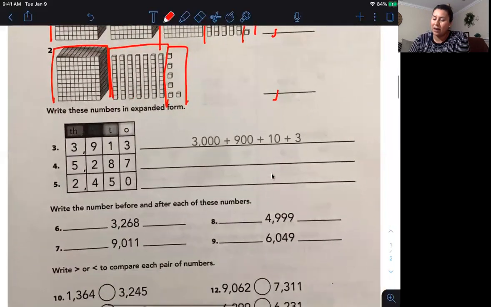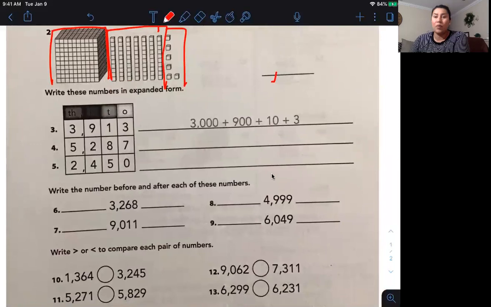Okay, let's go down. Now remember when I was doing the lesson on expanded form. Standard form is writing a number like this, 3,913. But if I'm going to expand it like Slinky Dog, remember when I brought out Slinky Dog? If I'm going to expand it, that means I'm going to make it bigger, right? Longer.